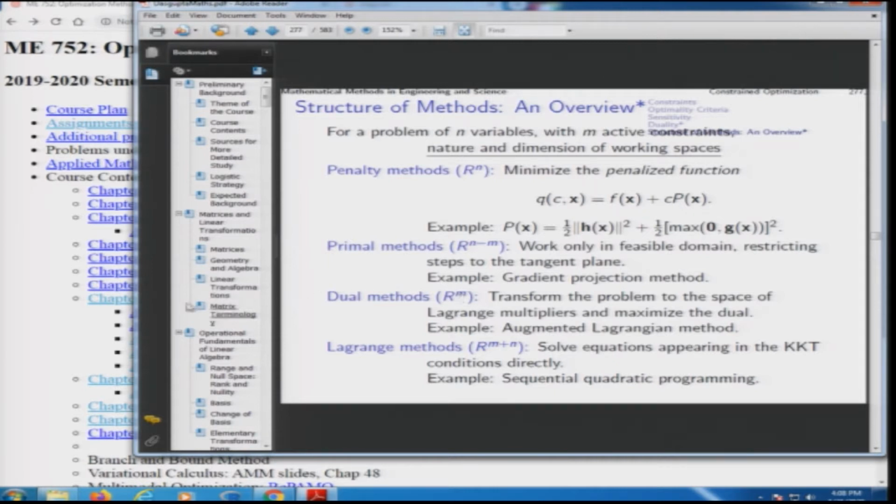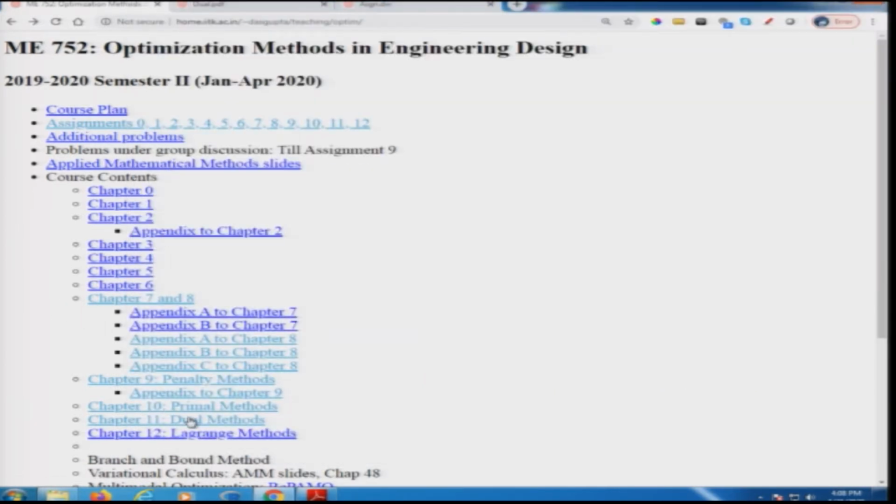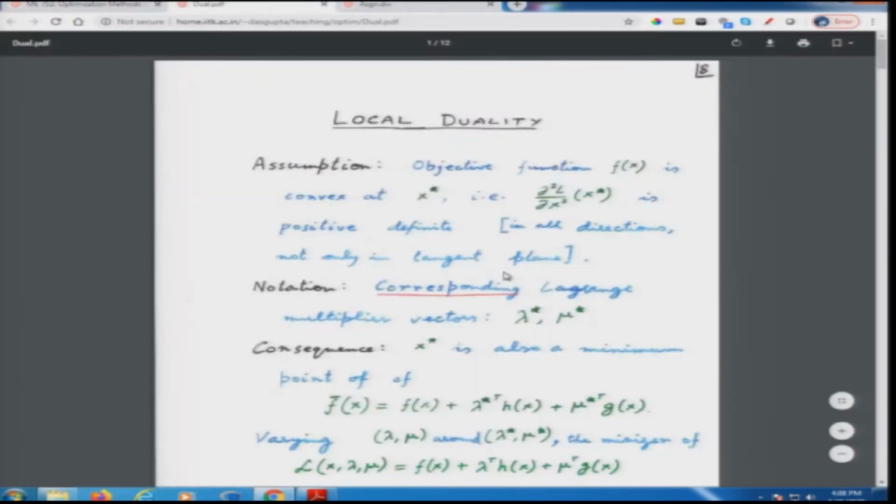Now, how do we go about it? So, we go to the dual methods. Now, before I start with the methods, I will first remind you about the concept and idea of local duality. Basically, I will summarize what we have covered some time back.